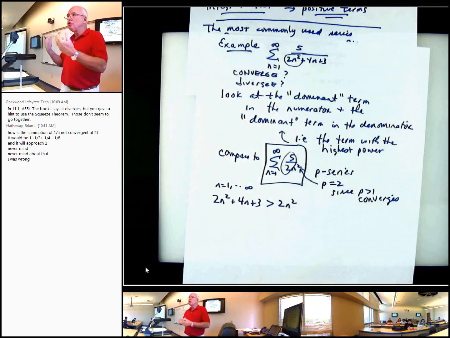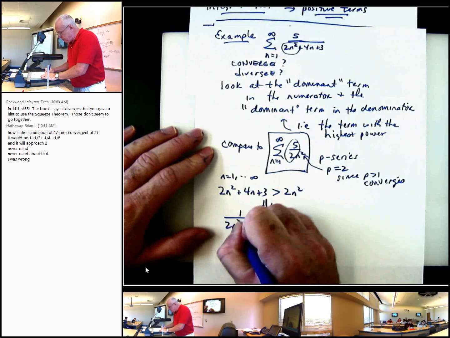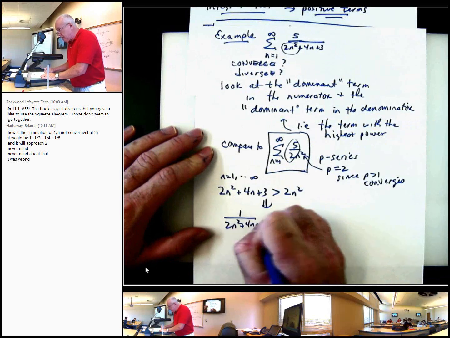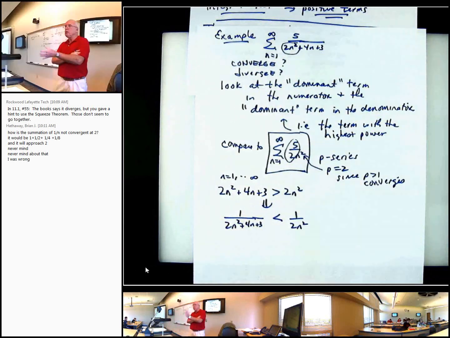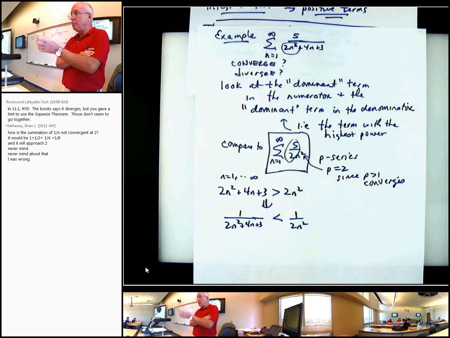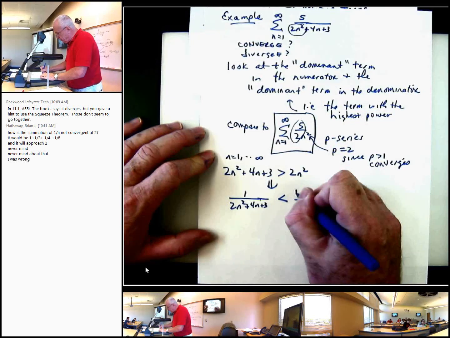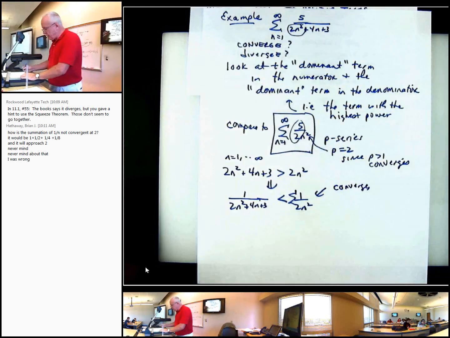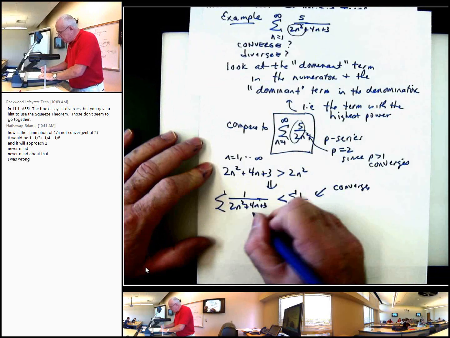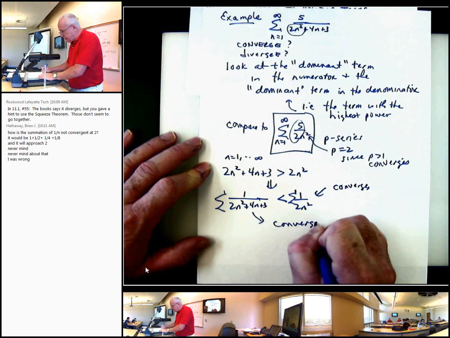So just like we did before, we can flip it to the reciprocal. That means, therefore, that 1 over 2n squared plus 4n plus 3 is less than 1 over 2n squared. Again, it's the whole thing. Bigger number in the denominator means a smaller number. All right. So therefore, this summation converges. The terms are all positive, by the way. So therefore, this is less than it by the comparison test. Therefore, this converges by the comparison test.